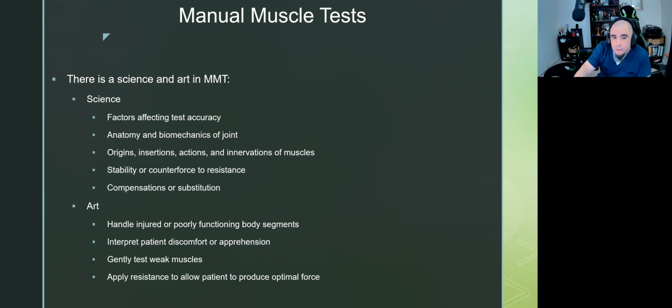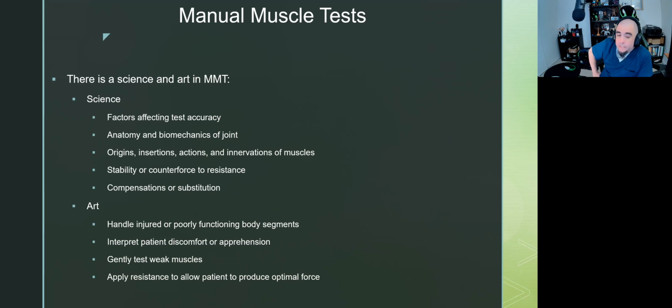So there is a science and an art to manual muscle testing, right? The science is determining those factors that affect and test our accuracy, knowing the anatomical positions and the biomechanics of a joint. We have to know our origins, insertions, actions, innervations of our muscles. We have to know how to provide stability or counterforce to resistance, and we have to know when they're going to cheat. They're going to compensate or substitute.